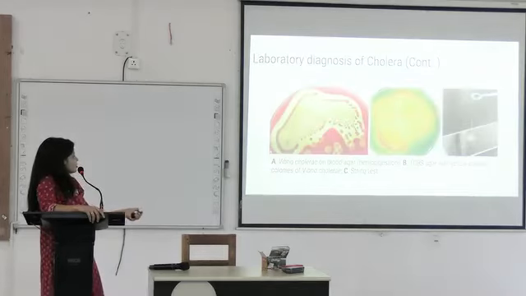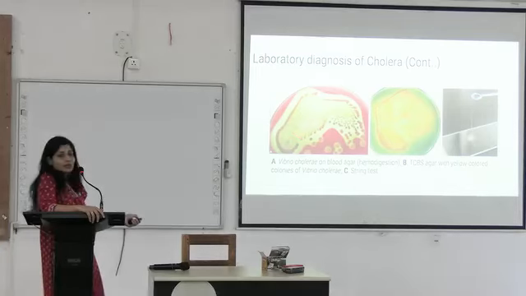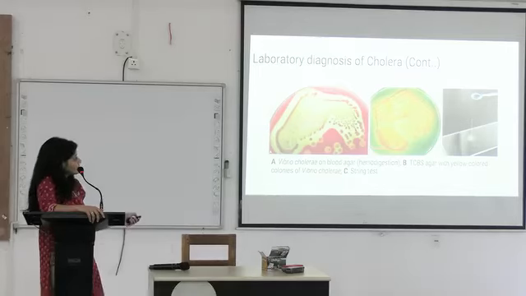This is hemodigestion seen on blood agar plate caused by Vibrio cholerae. This is a TCBS agar plate. These are the yellow colonies that you can observe. This is the string test.